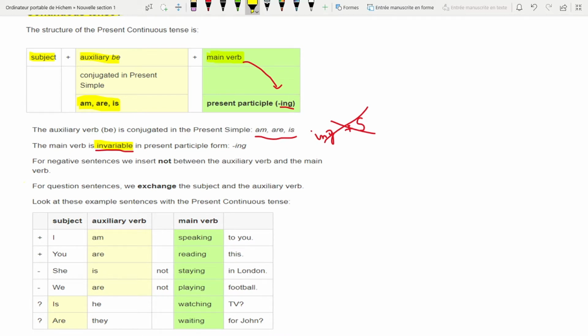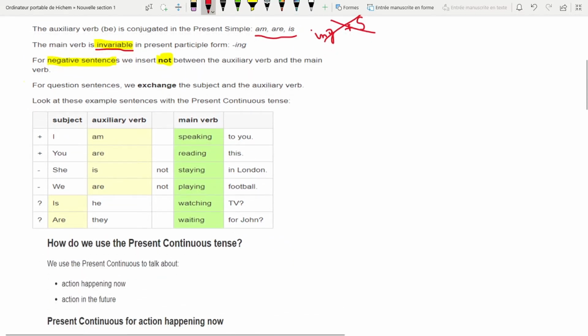When it comes to negative sentences, we insert not between the auxiliary verb and the main verb. All right? So we insert, which means we add not between the auxiliary and the main verb, which means we are going to add not here, for instance. Okay? And when it comes to questions, we exchange the subject and the auxiliary be, or the auxiliary verb, which means this one will be here and this one will be here, and you form a question. Okay, let's look at the examples.